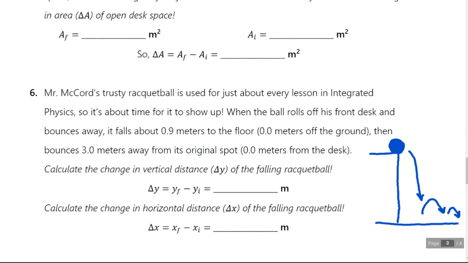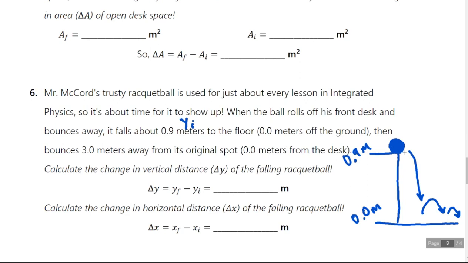Okay. So let's start with the vertical distance. The ball starts by being 0.9 meters off the ground. So I'm going to write this here, 0.9 meters is where this is starting. And we're calling the floor 0.0 meters. Since the ball is falling from up here to down here, this 0.9 meters is our initial measurement. So I'm going to call it the yi, for the initial vertical distance, the initial y value.